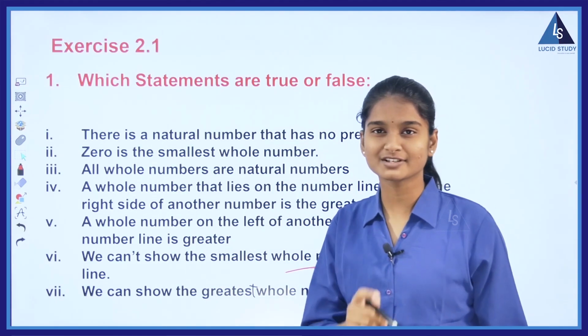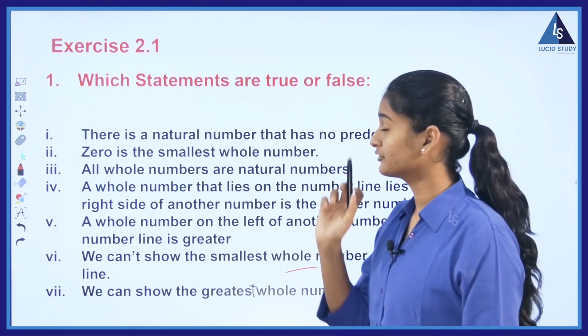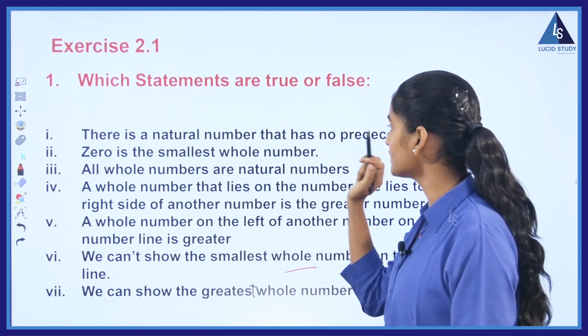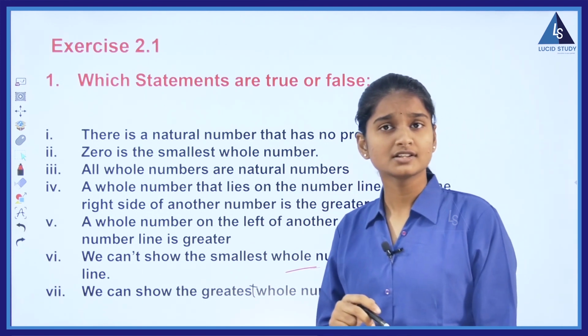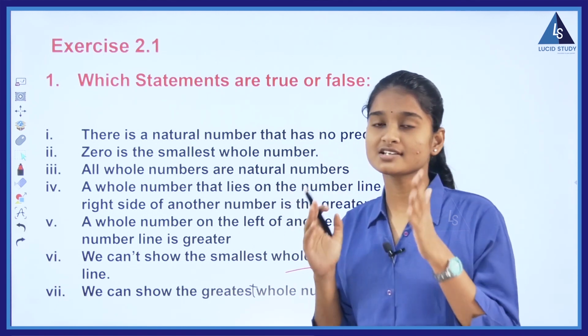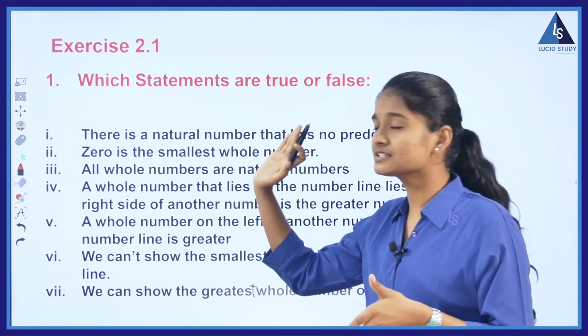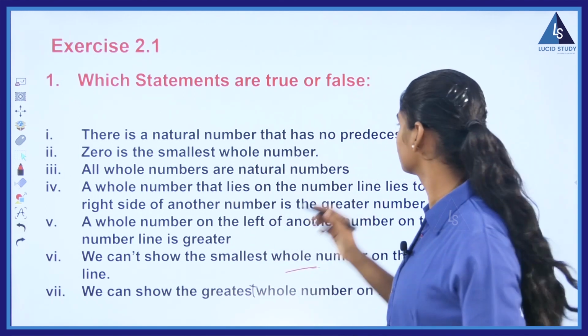So here is the first question. Which statements are true or false? The first statement is, there is a natural number that has no predecessor. Is that true? No. 1 is a natural number but it has a predecessor, and that is 0. So this statement is false.